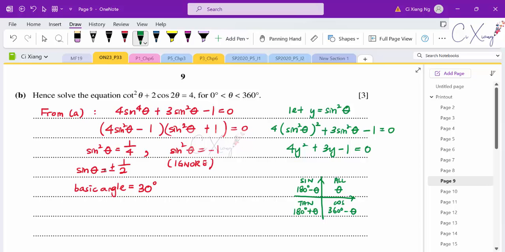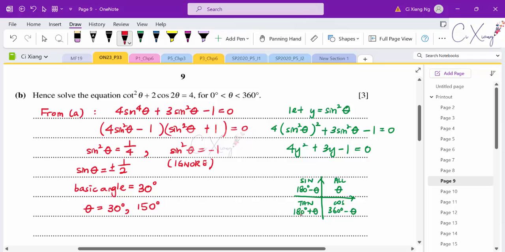So I already know my basic angle is 30 degrees, right? So I need to go through all the 4 quadrants to see which answers I want to accept. We are considering sine positive and also sine negative. First quadrant sine is positive, therefore I want the answer from there, which is the basic angle. Second quadrant sine is also positive, I want to accept the answer from this part also. I will take 180 minus the basic angle 30, so I get 150.